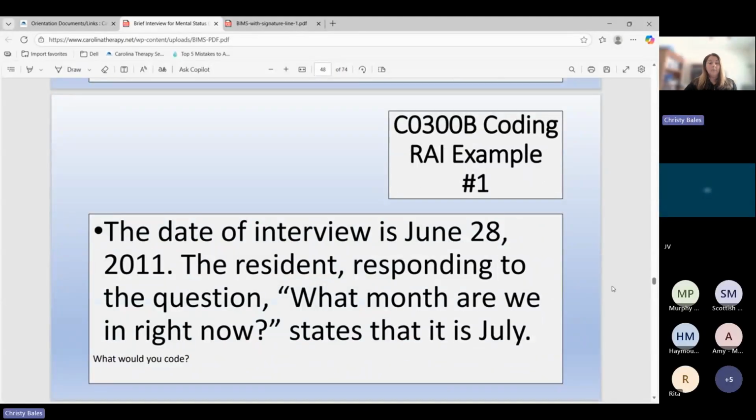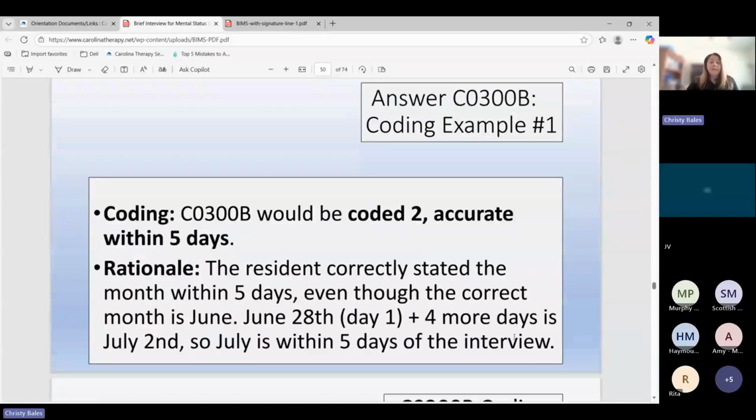All right, here's an example. The date of interview is June 28, 2011. The resident is responding to the question, what month are we in right now? and states that it is July. So the answer is 2, accurate within 5 days. The resident correctly stated the month within 5 days, even though the correct month is June: June 28th, day 1, plus 4 more days is July 2nd. So July is within 5 days of the interview.